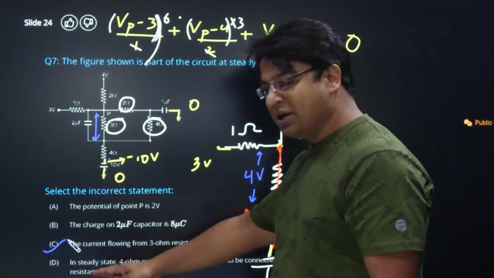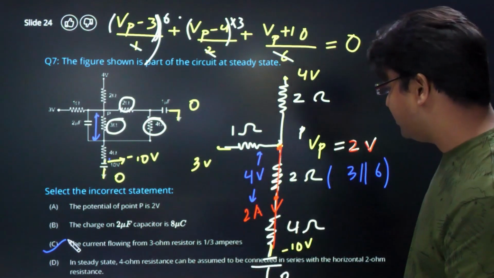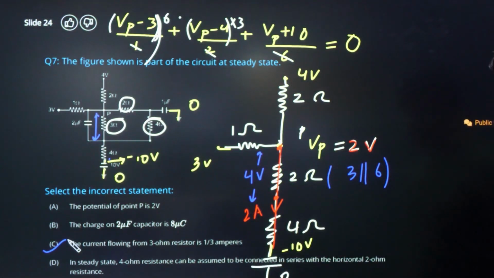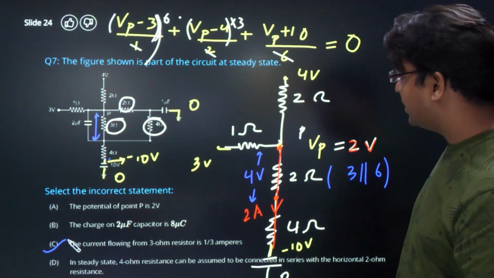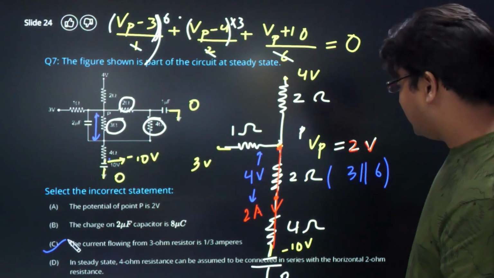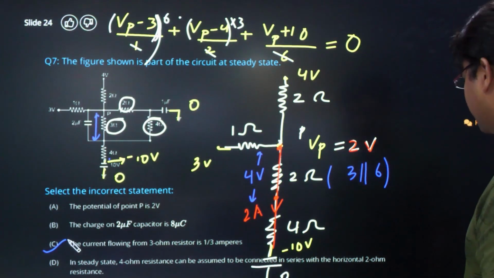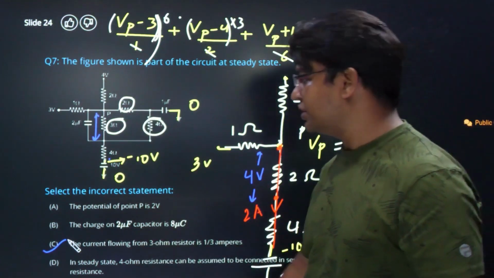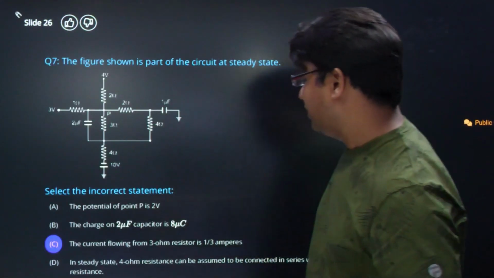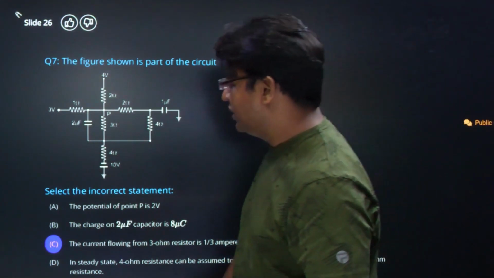Let's take option D also. In steady state, the 4 ohm resistance can be assumed to be connected in series with the horizontal 2 ohm. Yeah, we already did that. 4 ohm, 2 ohm. So option D is also correct. So C is definitely the answer, and we can see C is the incorrect one. So that is the answer.